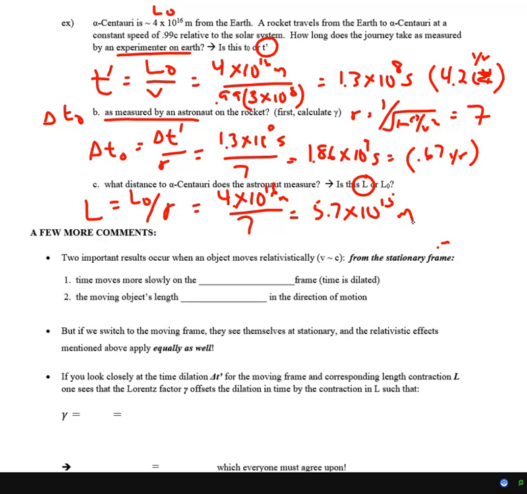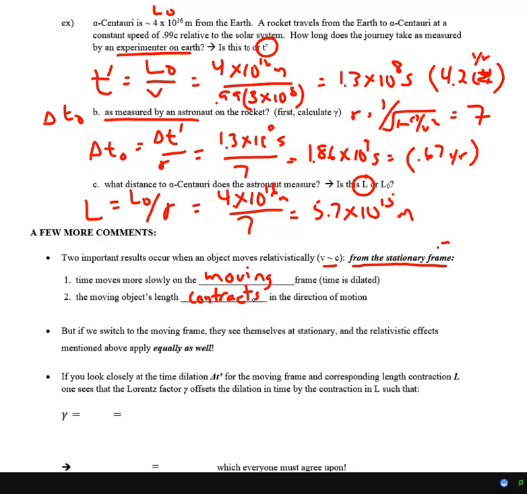All right, so let's sum up a few more comments here. Two important results occur when an object moves relativistically, and that means its velocity is on the order of magnitude of the speed of light. Now this is from the stationary frame. If you are on a stationary frame watching somebody else go by and you can see their clocks ticking and you can measure their lengths, you see that time moves more slowly on the moving frame, and the moving object's length contracts. It's important that it's in the direction of motion. Any perpendicular motion, you don't see a length contraction.